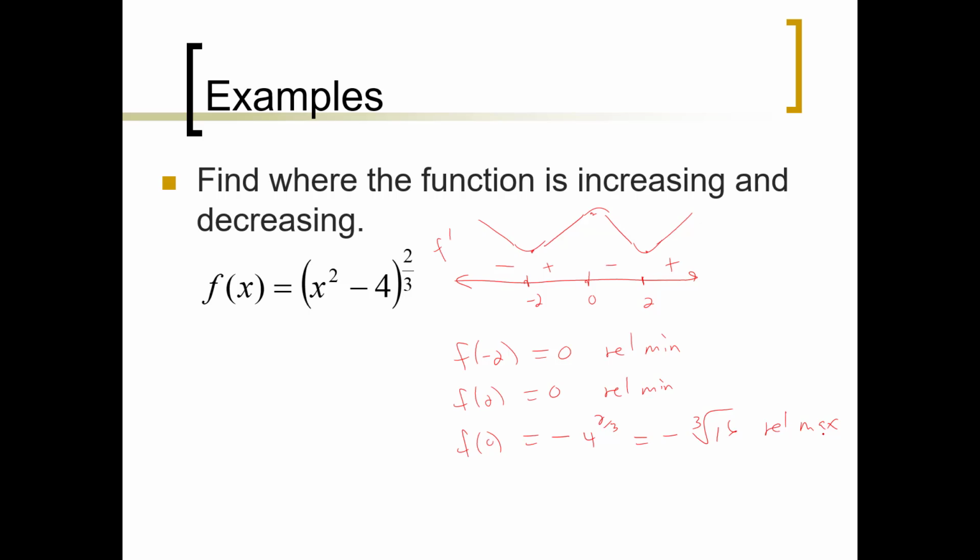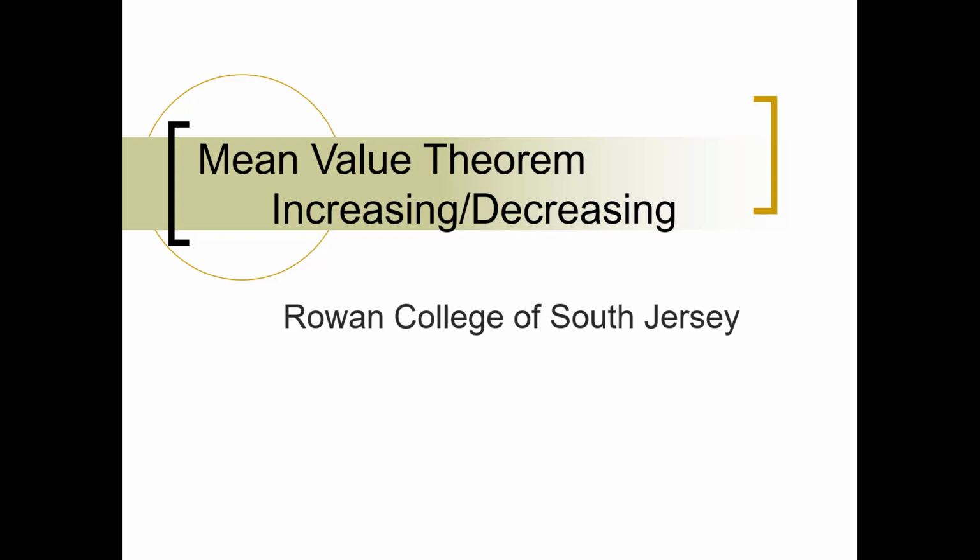So not only does our work show you where a function is increasing or decreasing, it also shows you where all the relative extrema are, which gets us that much closer to finding our absolute max and absolute min in general. And that's it. That's a quick introduction to the mean value theorem and increasing and decreasing. These results have lots of good uses, which you'll see as we go through the course.